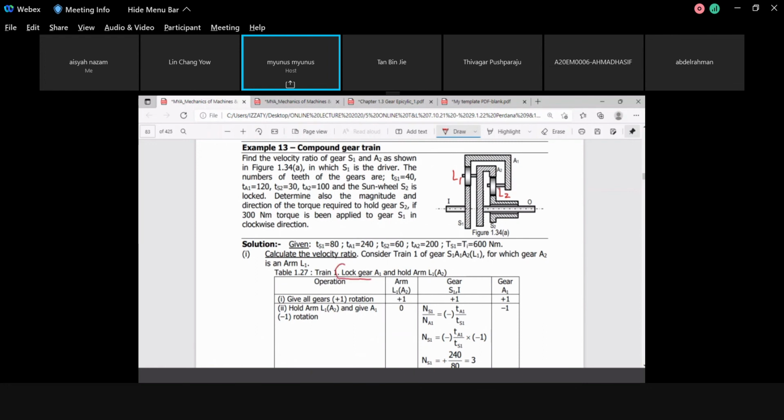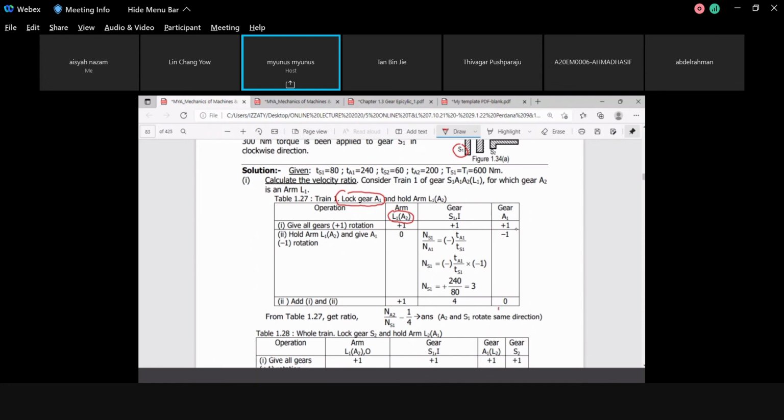Lock gear A1. For train number 1, you have to lock gear number 1. Now, gear A1, L1, A2. So yes, L1 is correct. L1 here is A2. You have another one, S1, which is I, correct? You have this one, A1, standalone here. So you lock A1, and you have 0 here.